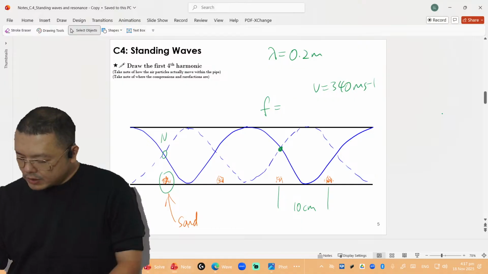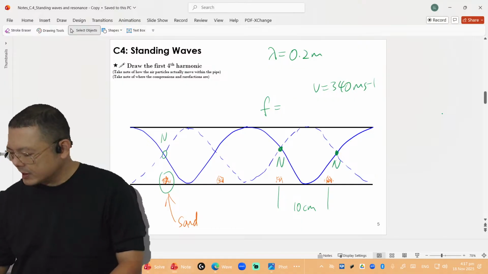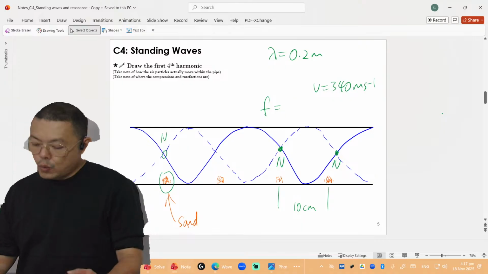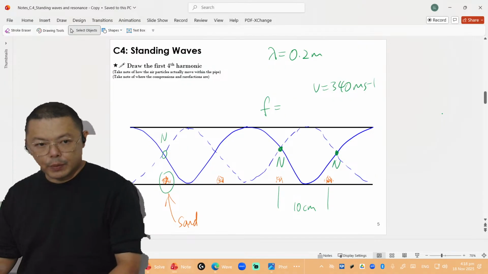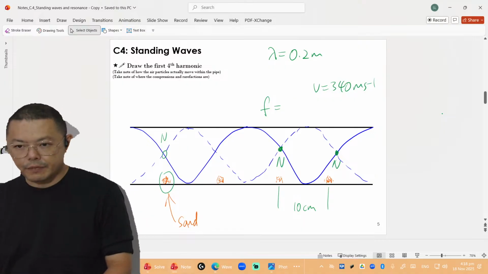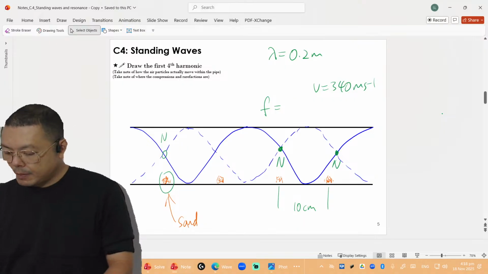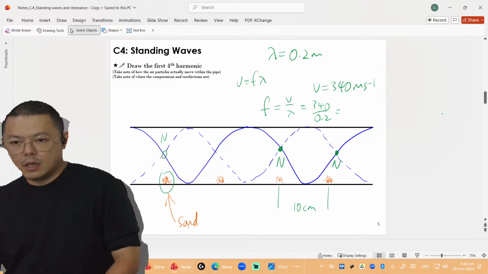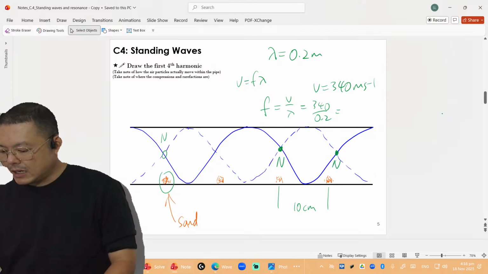Because between two nodes, a node and a node here, is half a wave. It's half a wave only. So between two antinodes or between two nodes, it's only half a wave. And therefore, what's the frequency that we use? V equals F lambda, so F is equal to V over lambda, 340 over 0.2. What's the frequency used? 1700 hertz.